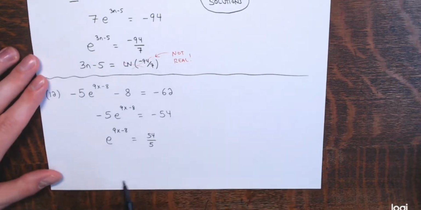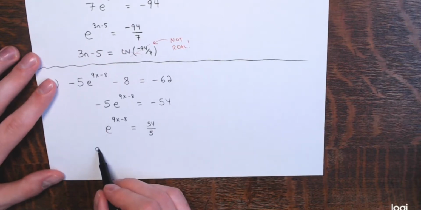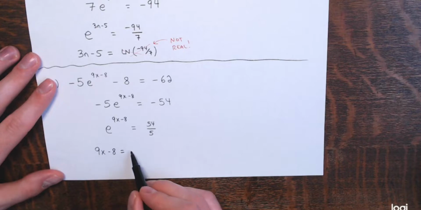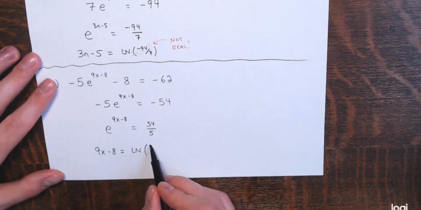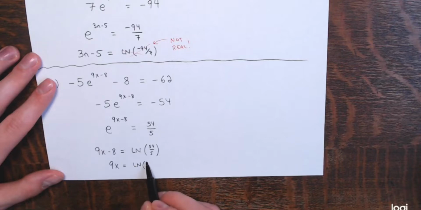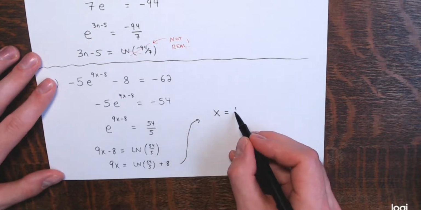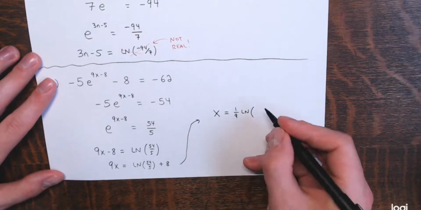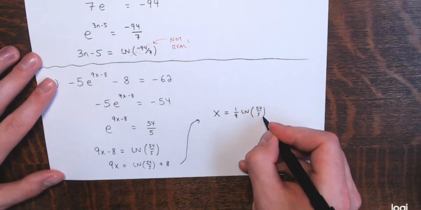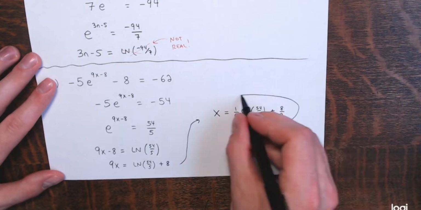This is fine, right, as long as there's a positive number over here when you have your base to the variable power. Then I change to log form, so 9x minus 8 is equal to the natural log of 54 fifths. Then I would add 8, giving me 9x equals the natural log of 54 fifths plus 8, and then divide everything by 9. So x equals 1/9 times the natural log of 54 fifths plus 8/9 after dividing everything by 9. And there you go. That's the solution.